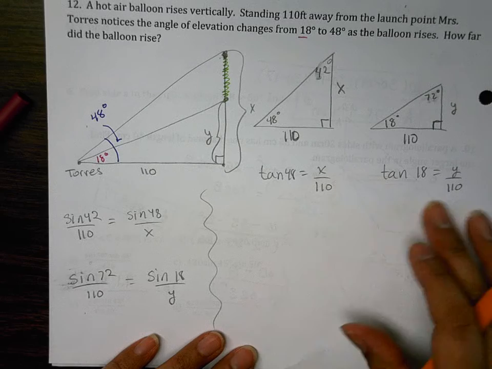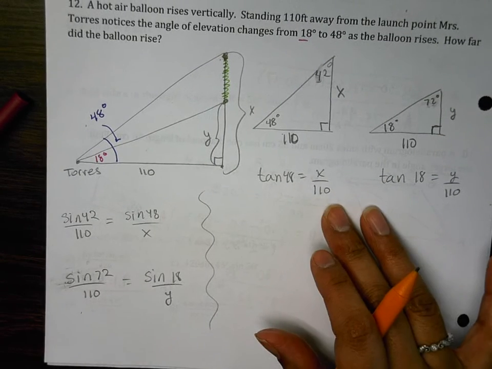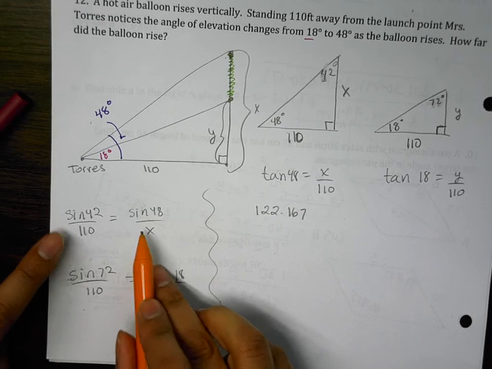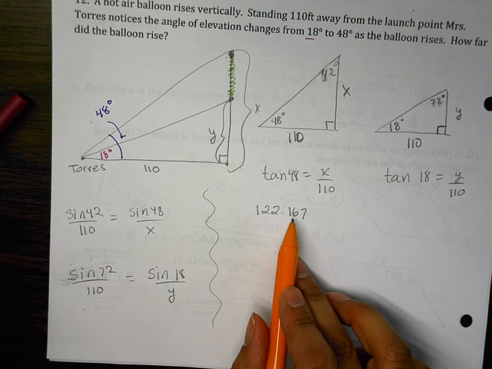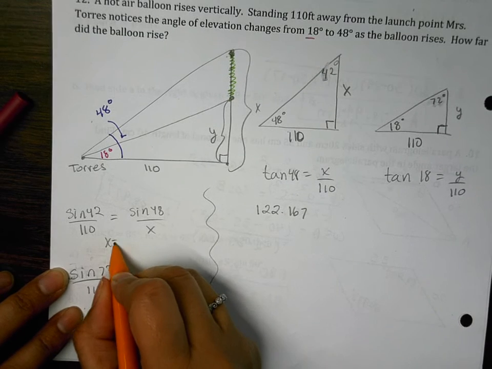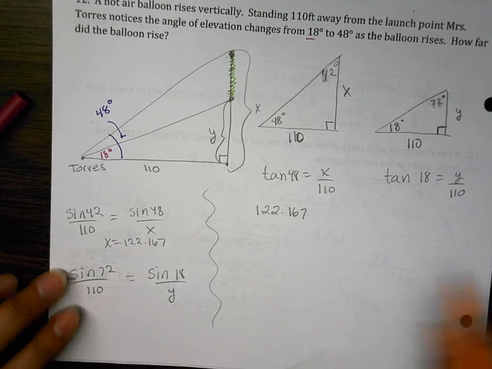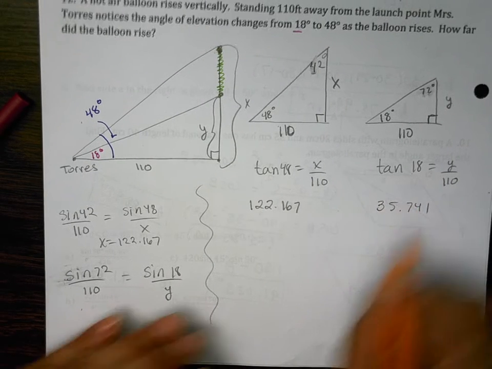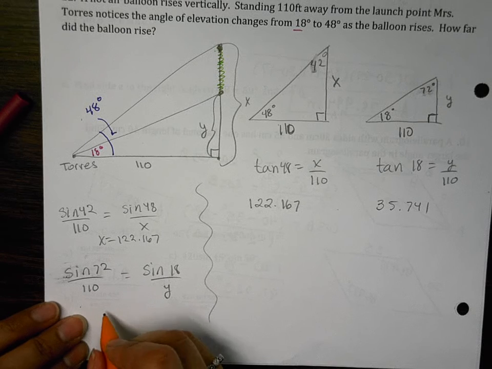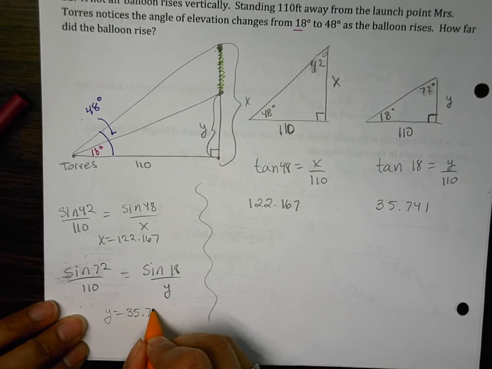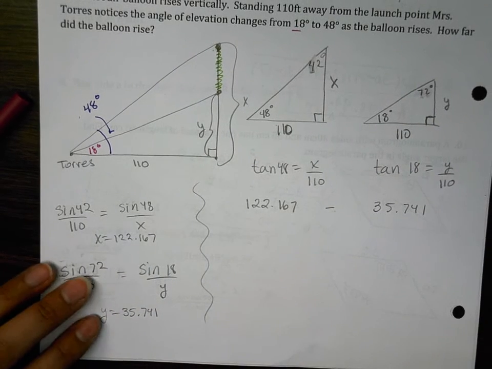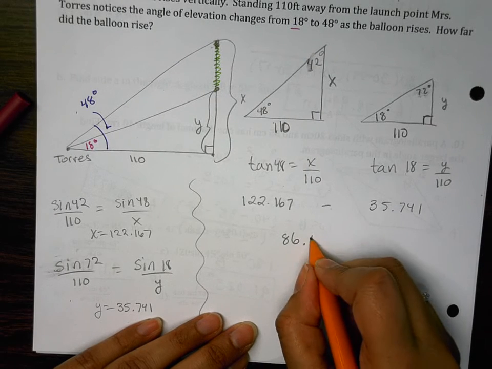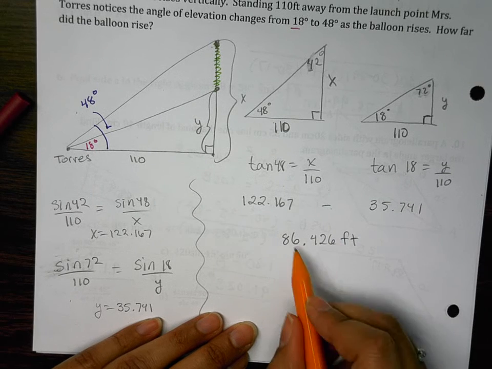Okay, how many of you did it this way over here with the SOHCAHTOA way? Can you tell me what you got for x? 122.167. Those of you that did it this way, did you get the same or off just a smidge? Same? X equals 122.167. And what about for the y? 35.741. Did you guys get the same thing over here? Yes? All right, 35.741. And then what do you do with the two numbers? Subtract them, and what does that give you? 26 feet.